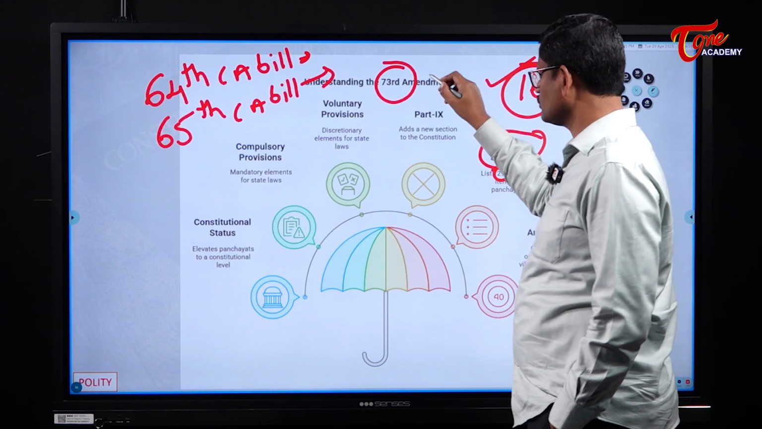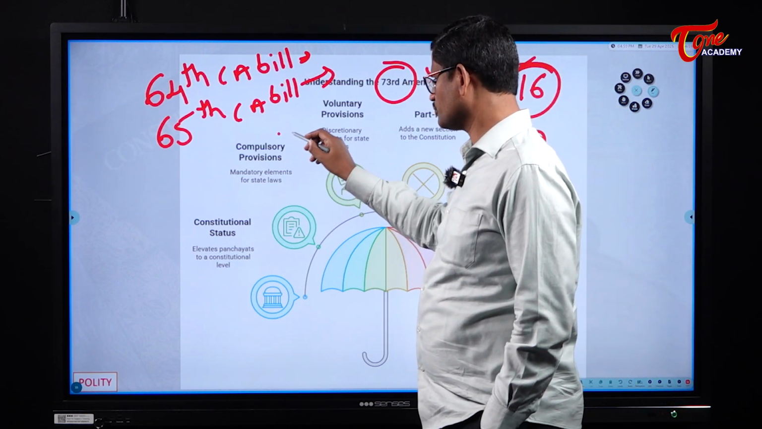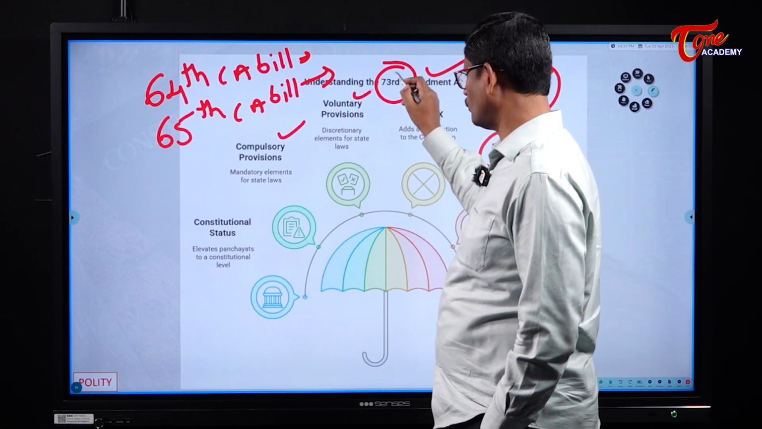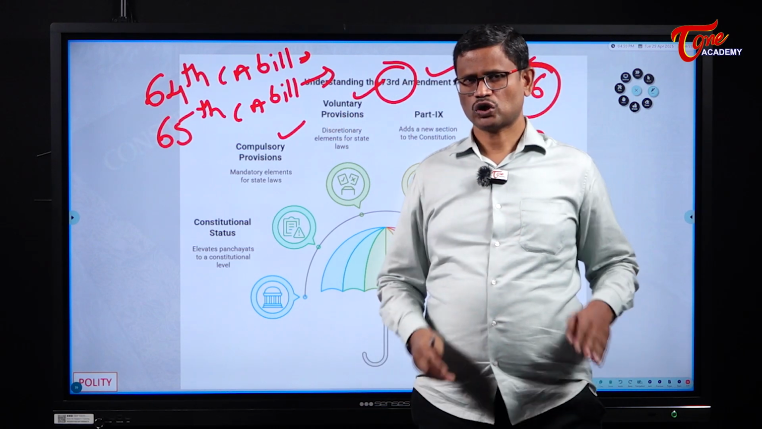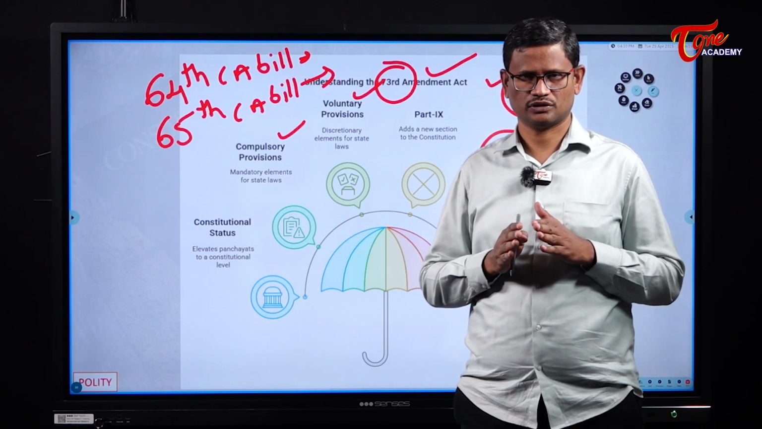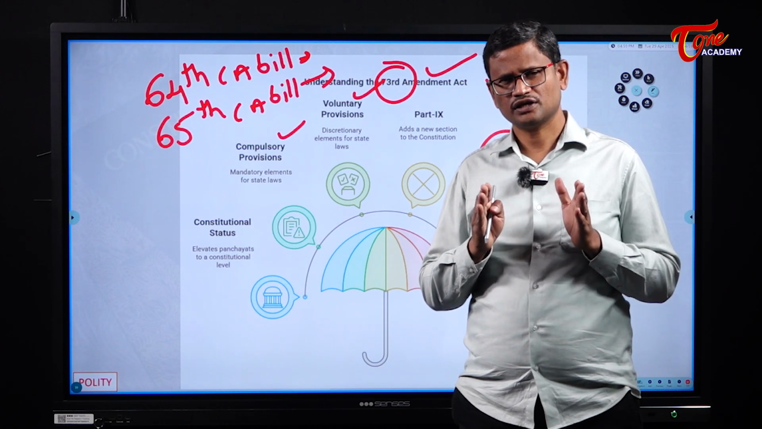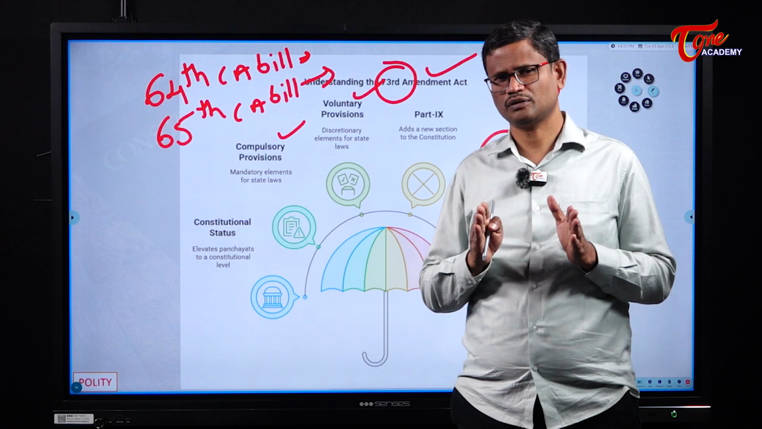In the provisions of the 73rd Amendment to the Indian Constitution, there are two kinds of provisions: compulsory provisions and voluntary provisions. Compulsory provisions are those provisions which every state government has to implement. Voluntary provisions are those provisions where the states have a freedom whether to implement them or not.